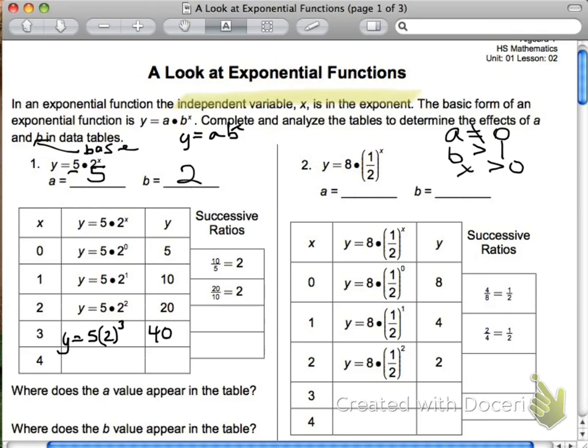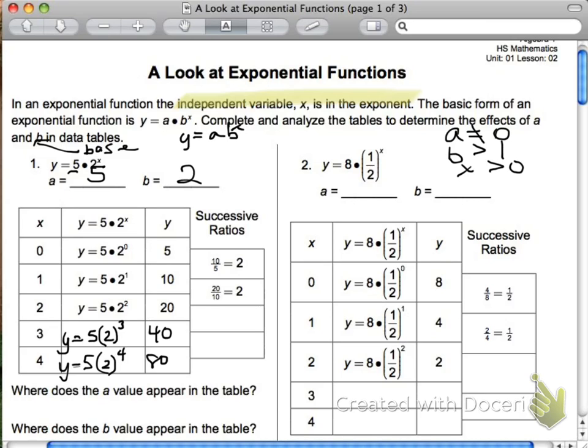Okay? The next column. Y equals 5 times 2 to the fourth power. 2 to the fourth power is 16, times 5 is 80. So they're just doubling. They're doubling in this particular scenario.